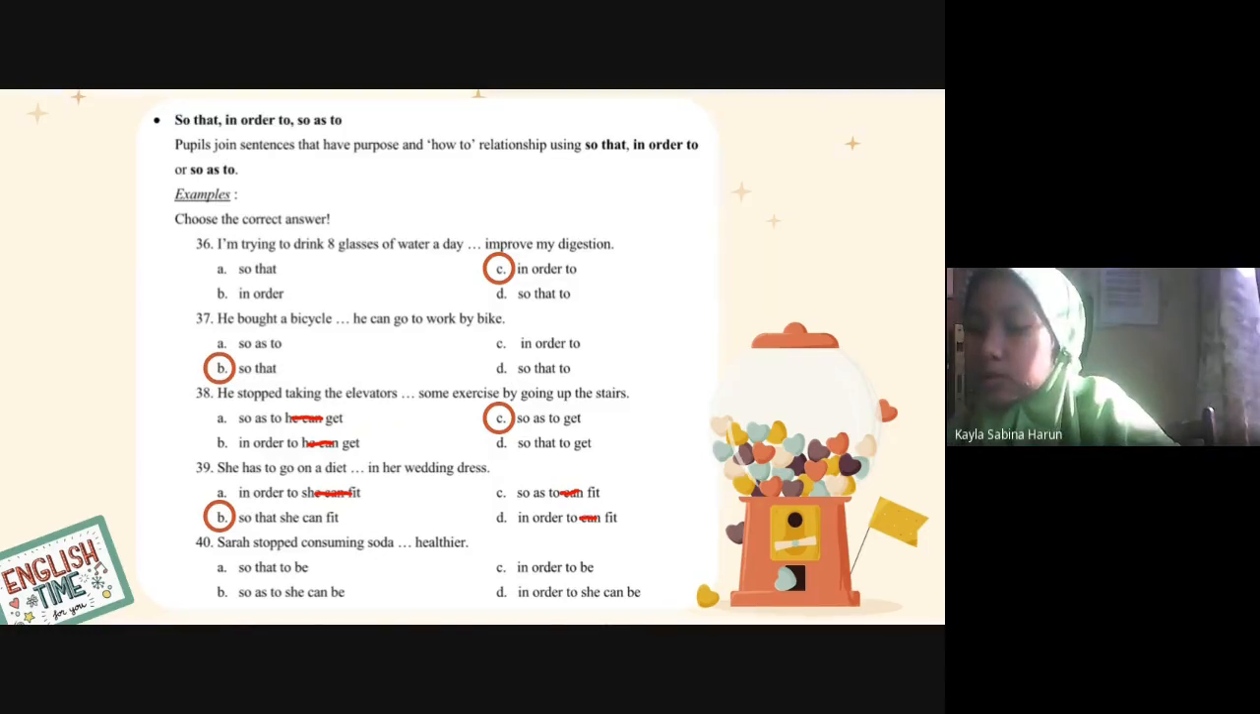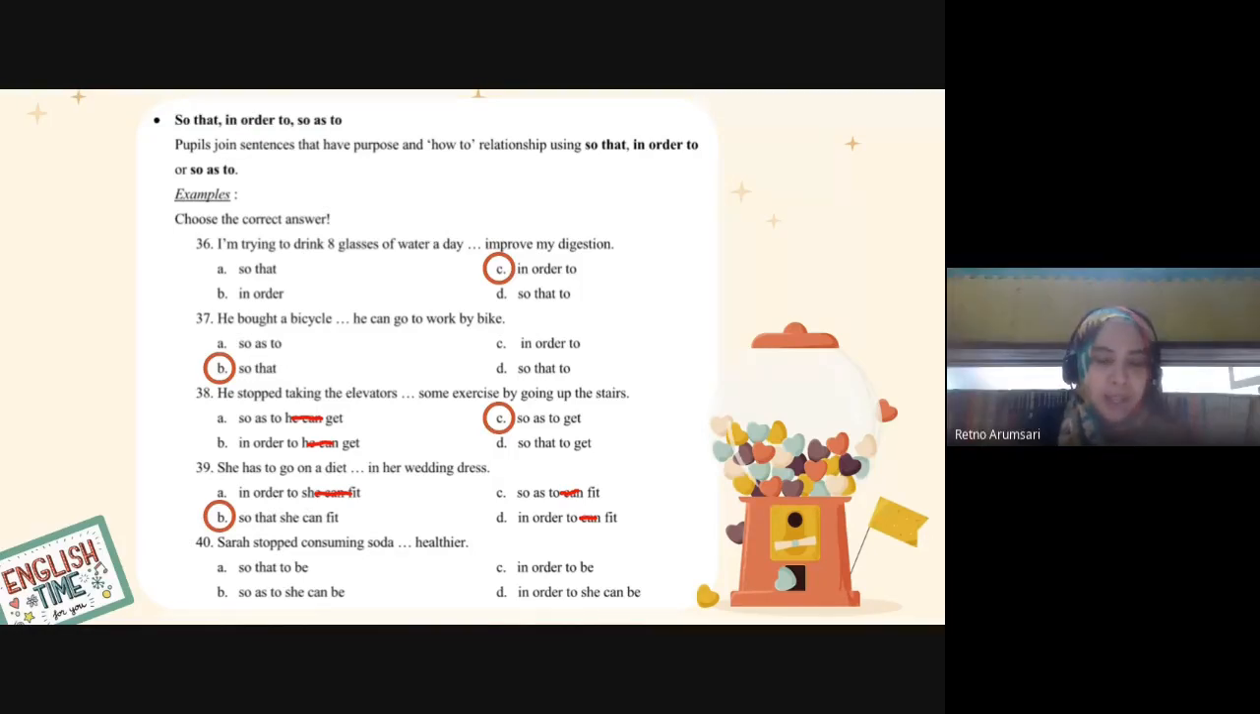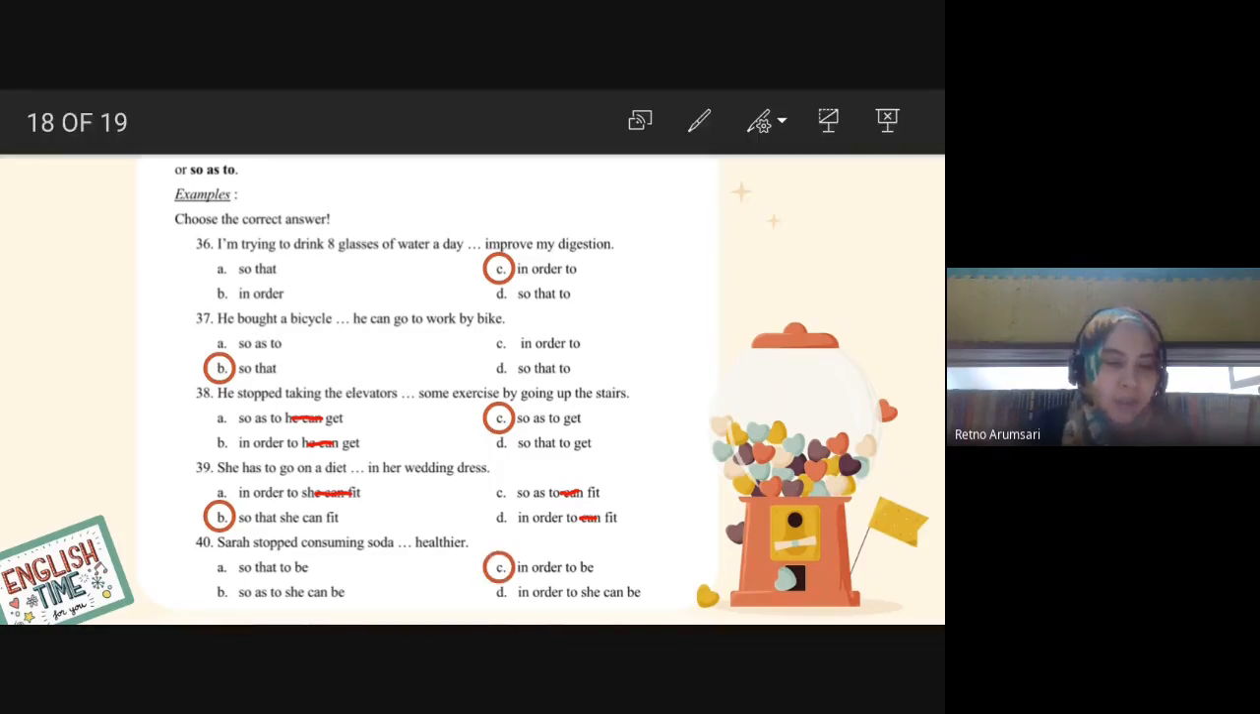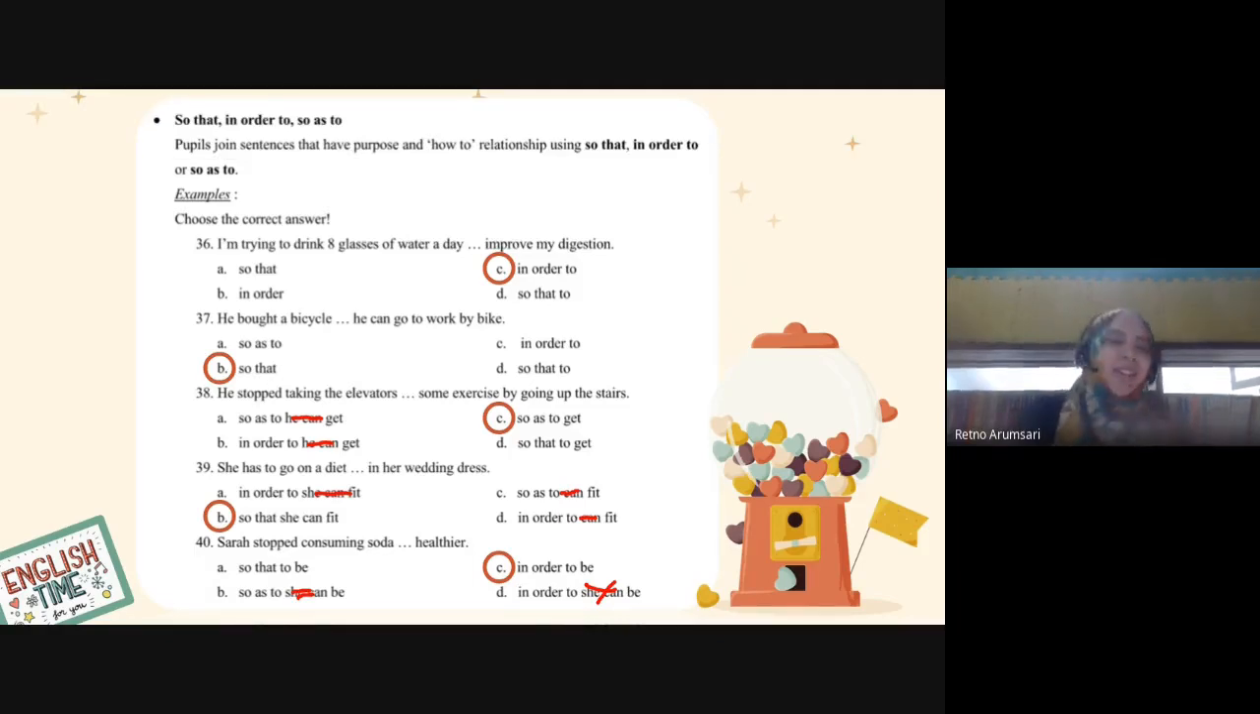Sarah stopped consuming soda in order to be healthier. Yes, that's the answer. Why is A wrong? A is wrong because you have to say the whole sentence of the second sentence when you use "so that." And B is wrong because you have to skip "she can," right? And D is wrong because you have to skip "she can" when you use "in order to." Okay, so that's about it, 6E.